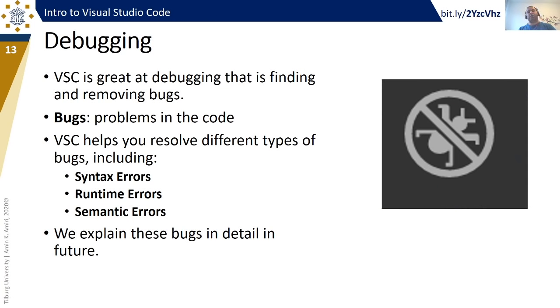Okay, what is debugging? The great thing about VS Code is that it makes debugging super easy. Debugging is about finding and removing bugs, and bugs are problems in the code. So VS Code helps you resolve different types of bugs, including syntax errors, runtime errors, and semantic errors. I'm going to touch on them here, but the details will be given to you in the next lectures.